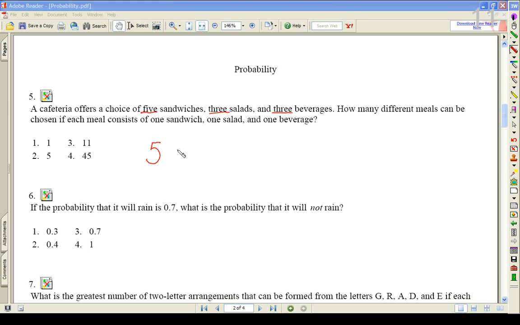Fundamental counting principle says to figure it out quickly and easily, you just take the number of choices and multiply them all together. We have 5 choices for the first thing, 3 for the second, and 3 for the third. So all we have to do is multiply here, and we should get 45, which is choice 4.